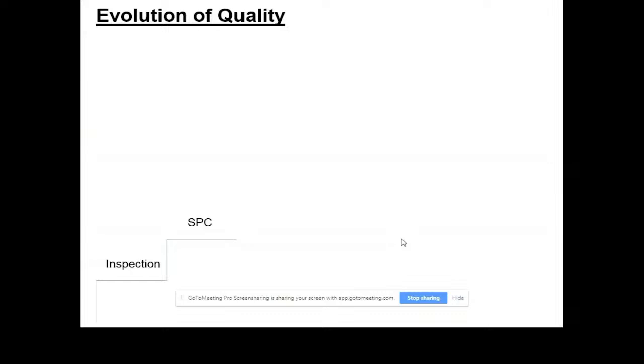Do you use control charts in your organization? I'm sorry, I was trying to ask, Scott, do you use control charts in your organization? Use control charts.